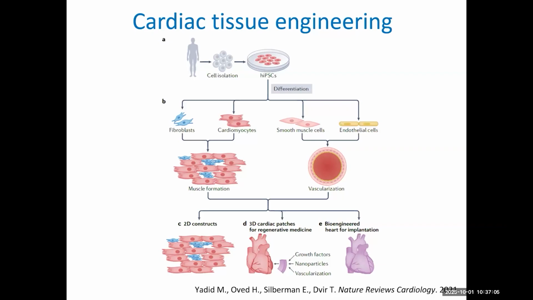So this is what we do in the lab. We reprogram the cells to become iPSCs. And then we can differentiate the cells to any cell type that we wish. So if we're talking about the heart, we can create fibroblasts as a connective tissue, cardiomyocytes and subtypes of the cardiomyocytes, smooth muscle cells and endothelial cells for the blood vessels. And we can create different types of tissues.